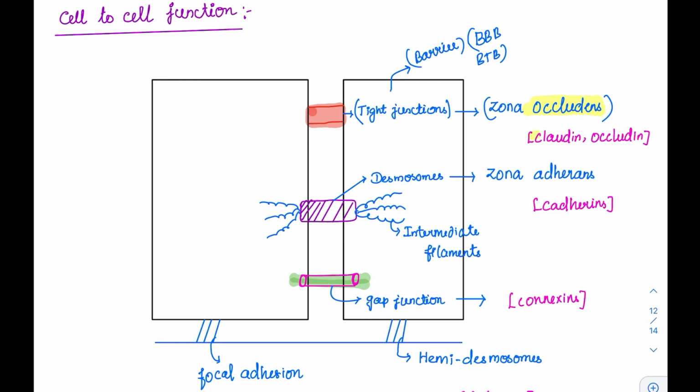It is also made up of claudin. The proteins involved are claudin and occludin. The protein name is important. Claudin and occludin. Occludin we can remember with the name of occludens.